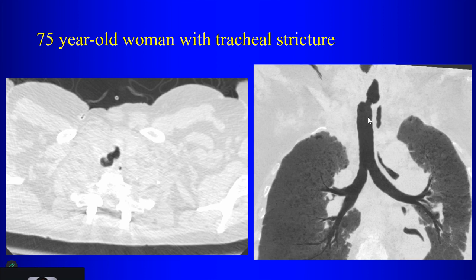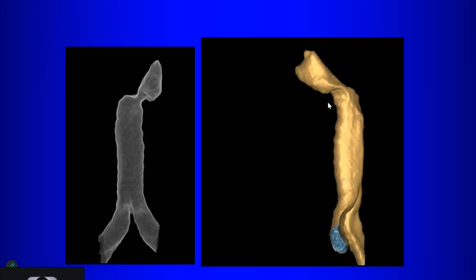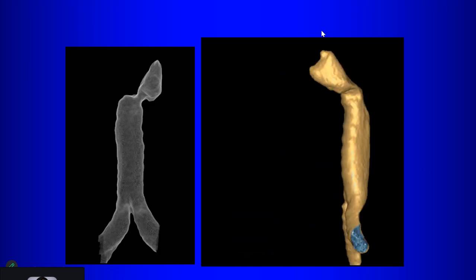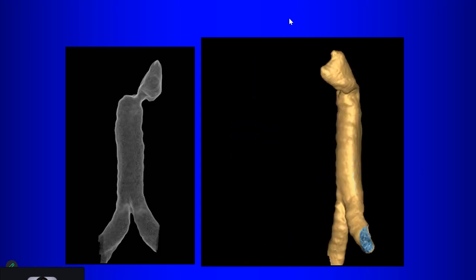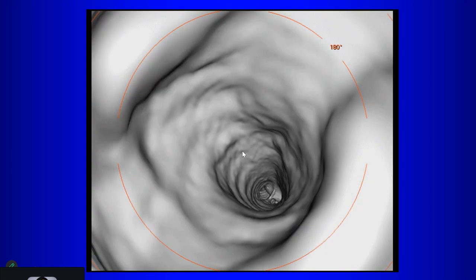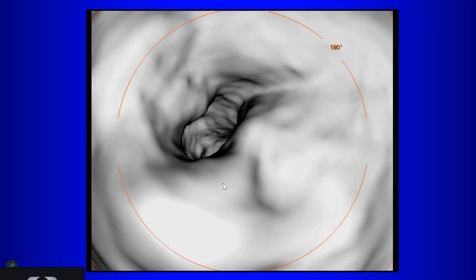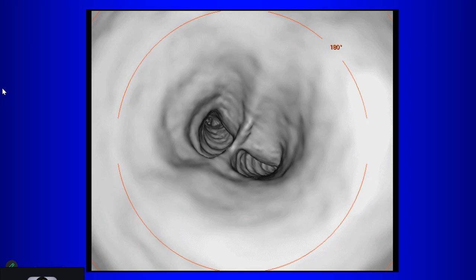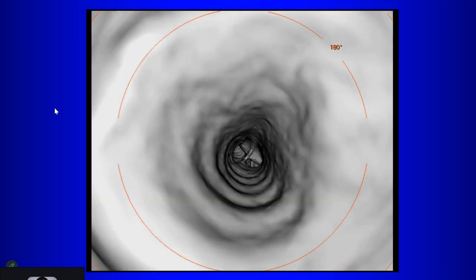And so here are examples of these strictures that can occur in the trachea. A nice volume render view of that tracheal stricture. Very easy diagnosis here with CT, and then there's a nice virtual bronchoscopy showing you the irregular thickening where the stricture is. Okay.